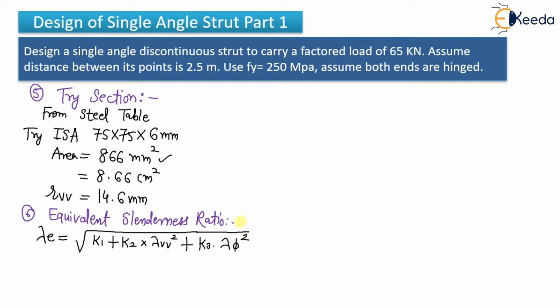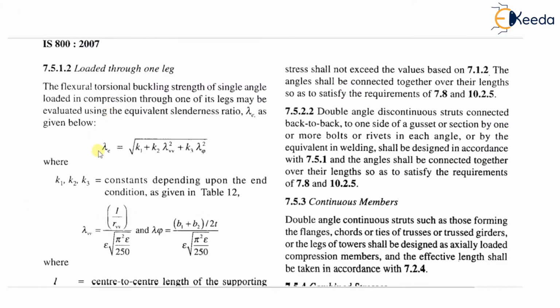And I'll tell you, this is given in the IS code. I'm telling you again and again. This formula is given in the IS code. Let me show you this formula in the IS code. See, here it is given in the IS code. Lambda E is equal to under root of K1 plus K2 lambda VV square plus K3 lambda phi square.